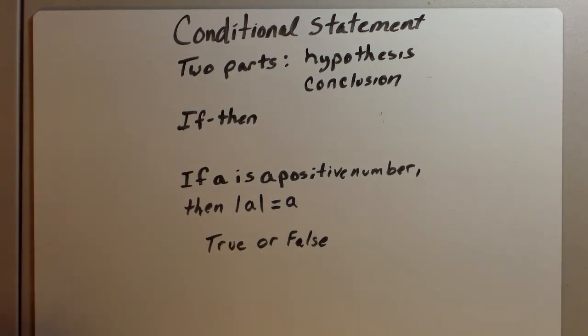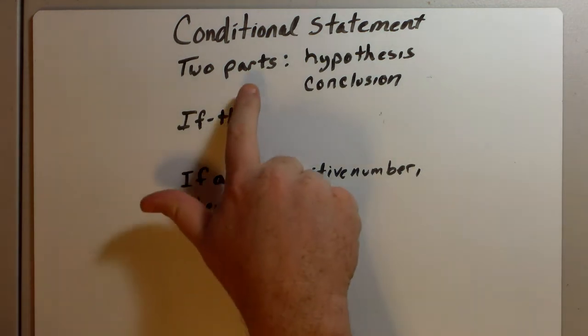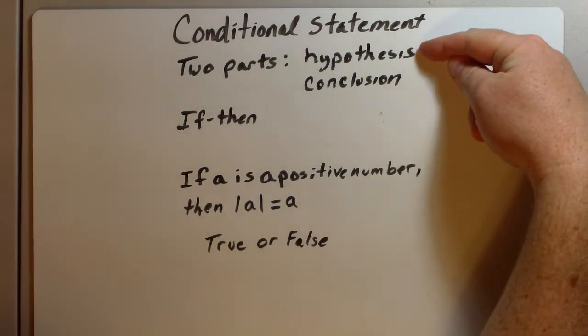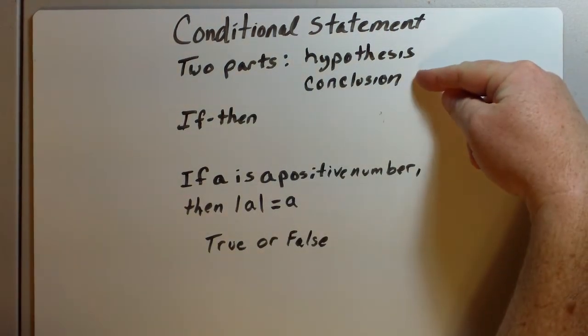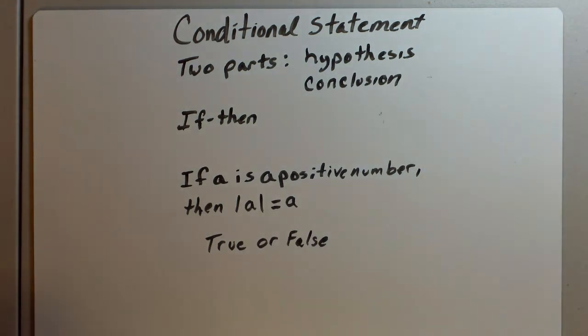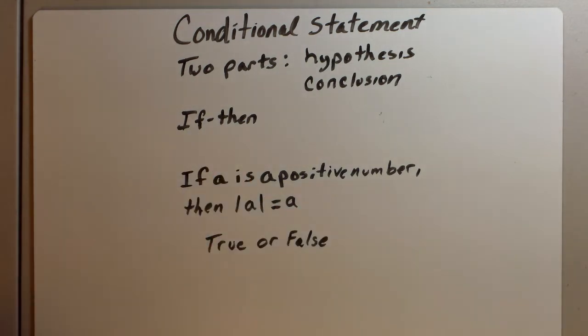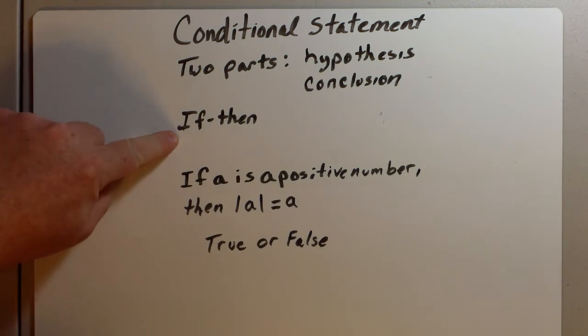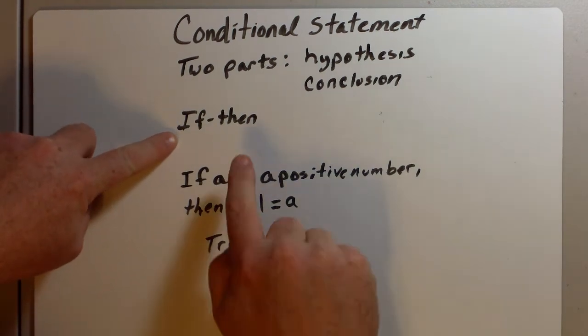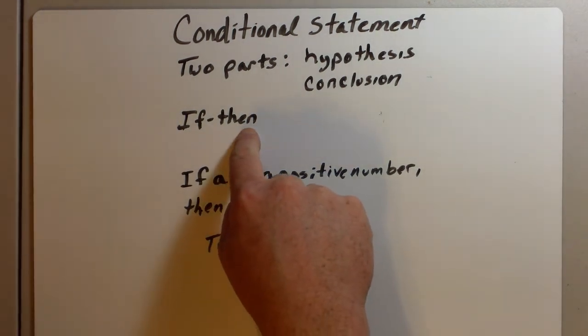We're going to talk briefly about conditional statements. Conditional statements come in two parts. The first part is called a hypothesis, the second part is called a conclusion. And you'll probably see a lot of these in science. One that we use quite often is called the if-then statement. The hypothesis is the part that comes with the if, and the conclusion comes with the then.